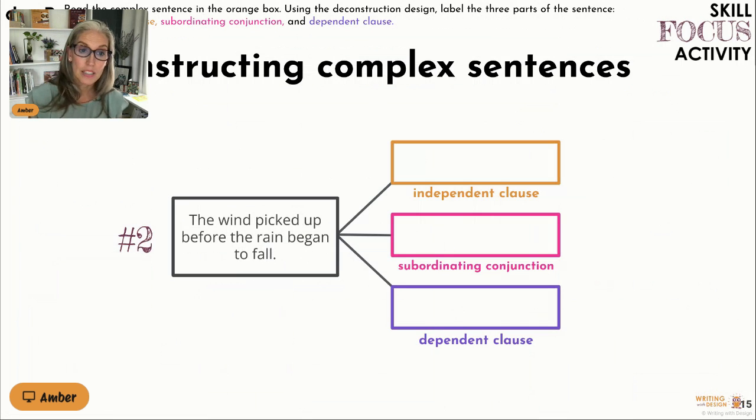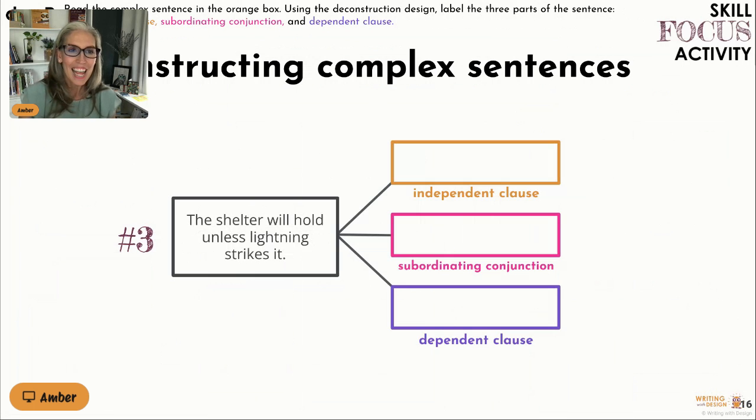You have the same for sentence number 2. The wind picked up before the rain began to fall. Okay, where do you see a subordinating conjunction, and then what goes in front and behind that subordinating conjunction? It's one way to think about it, right? And one more sentence here. The shelter will hold unless lightning strikes it.